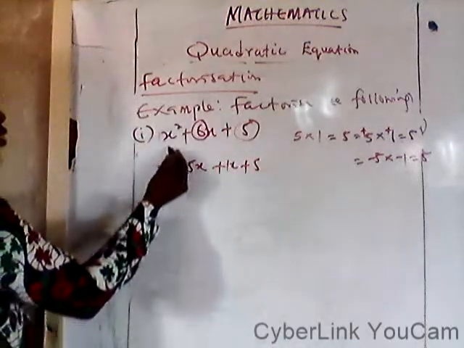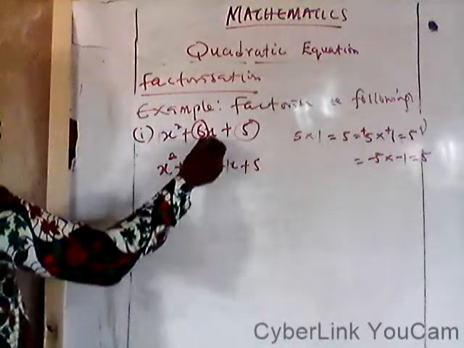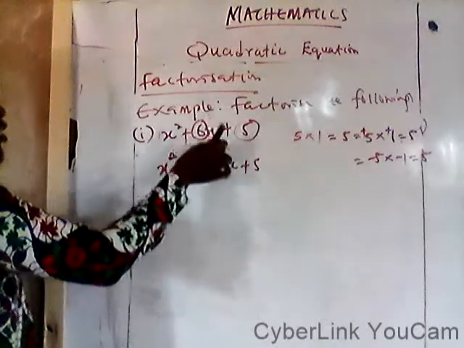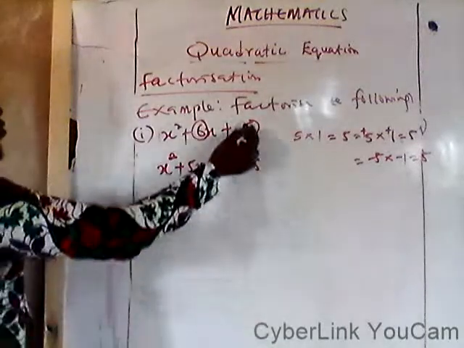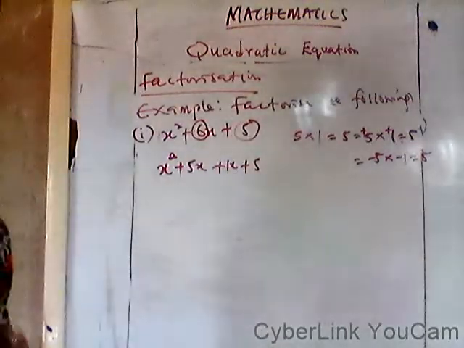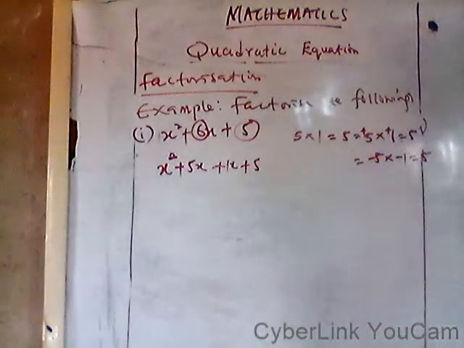This one is x squared, which is also what we have here. This one is 6x. So 6x is 5x plus 1x. You still get your 6x. Then your 5 here is also the 5 that you have here. So nothing has changed. What happens is that you have written the expression that you had before in another form.